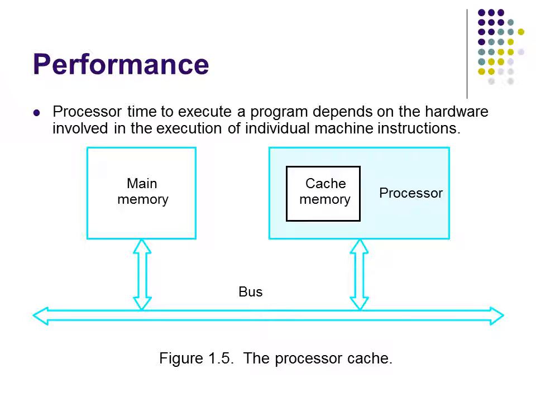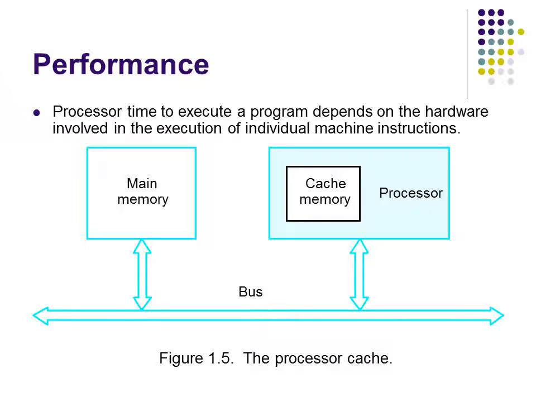The performance of a system depends upon the processor time. Processor time depends on how the hardware is involved in the execution of the individual machine instructions. Generally the processor fetches instructions from the main memory every time. Irrespective of that, in the processor itself we have some cache memory. In that cache memory, the instructions which are frequently used are stored. So whenever we require that instruction, we don't go to the main memory.